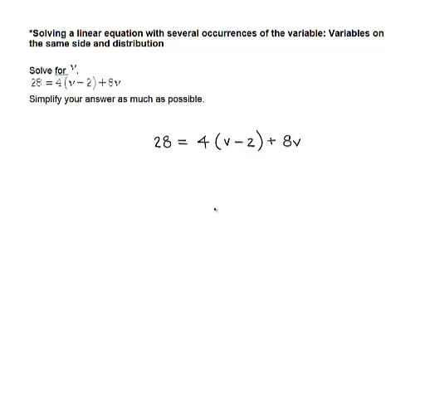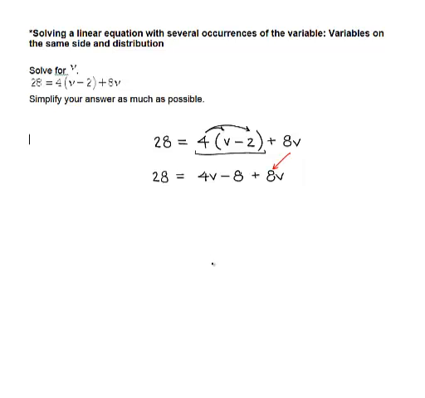of simplifying, right? So the first thing we want to do is focus our eyes on this area here where we have a distribution we need to do. So we need to expand this part of it out. So I'm going to go ahead and rewrite my equation. I have 28, that doesn't change, and I'm going to distribute my 4 over to my v and my minus 2. So I have 4v minus 8. That way I clear my parentheses, right? I get rid of my parentheses, and I still have a plus 8v. My 8v has to stay here.